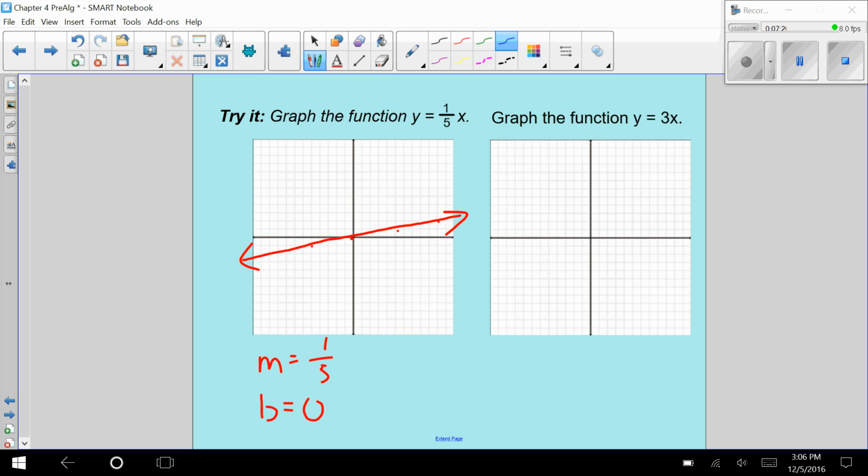For the second one, y equals 3x, the slope is 3. Your y-intercept is 0. So we start at 0, 0. We go up 3, right 1. Or we can go down and left, down 3, left 1. As many times as we'd like, and then connect with as straight of a line as possible.